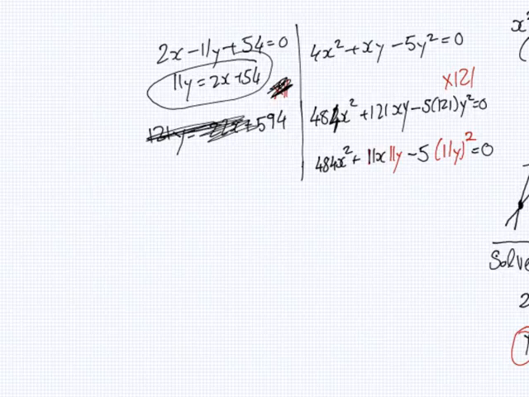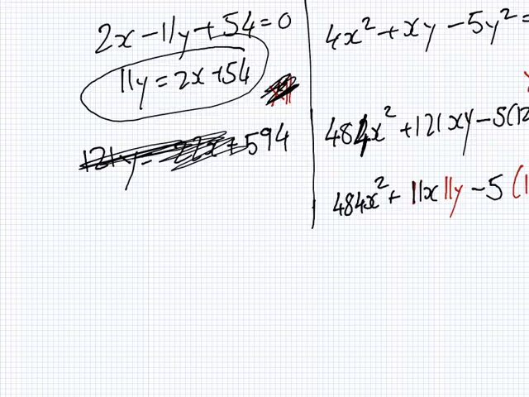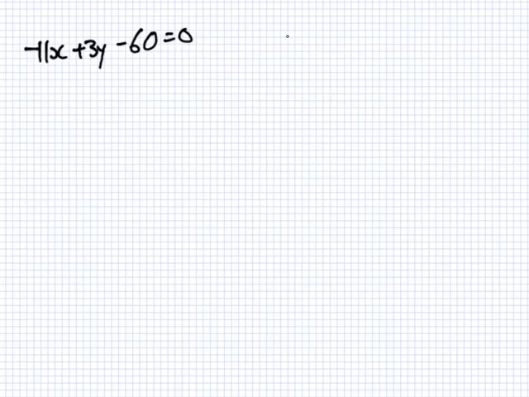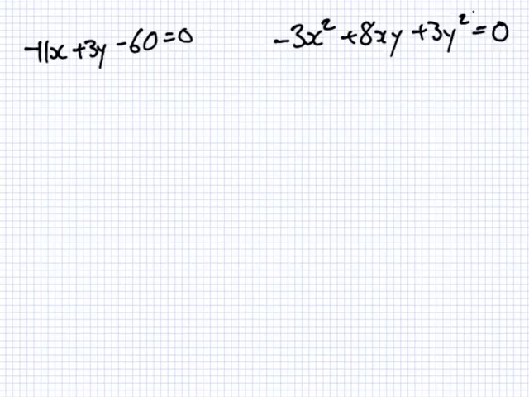Okay, can I scroll down? Yep. Right, so let's take something like minus 11x plus 3y minus 60 equals 0, and minus 3x squared plus 8xy plus 3y squared equals 0.